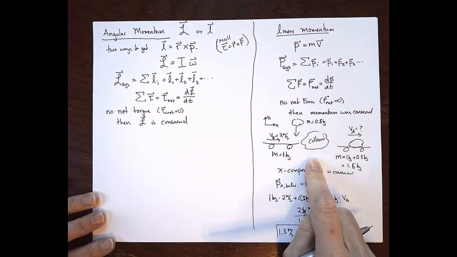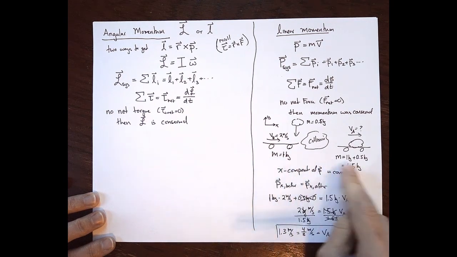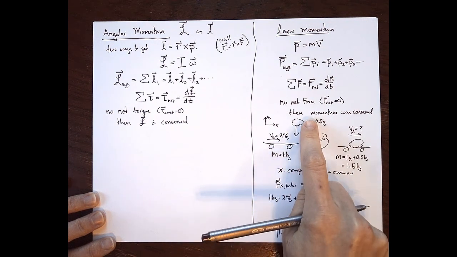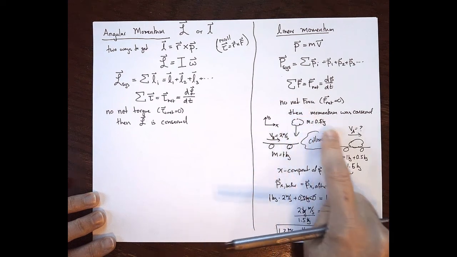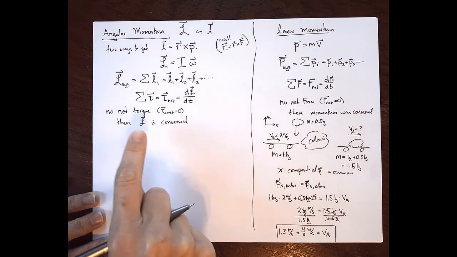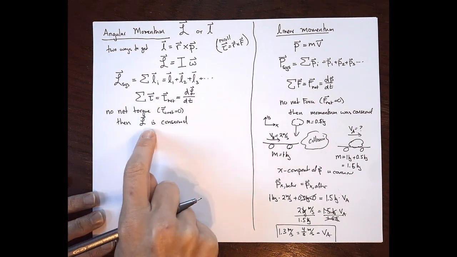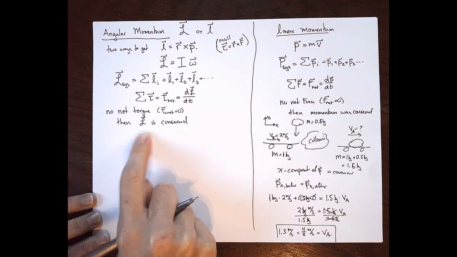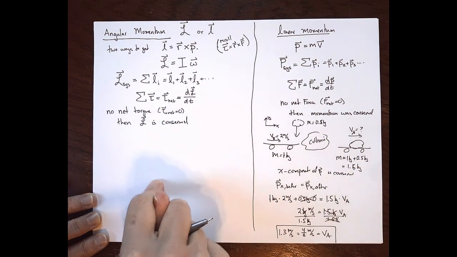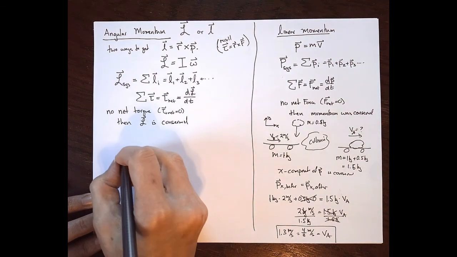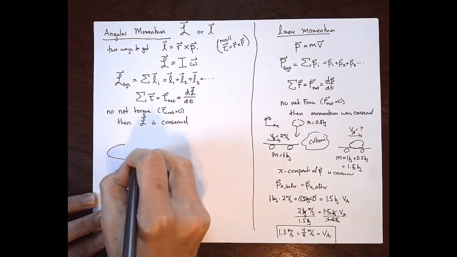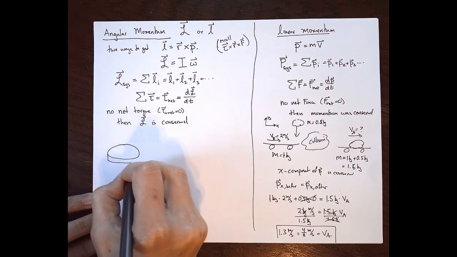So just as we did over here with linear momentum, and we had a collision, and we could use the fact that if there's no net force, the momentum's conserved, we can have a collision over here and use the fact that there's no net torque, the angular momentum is conserved, to find the velocity here, and we can do the same thing here.